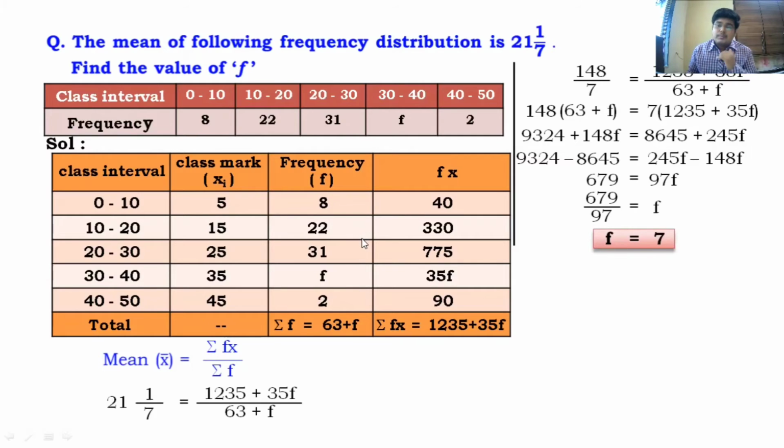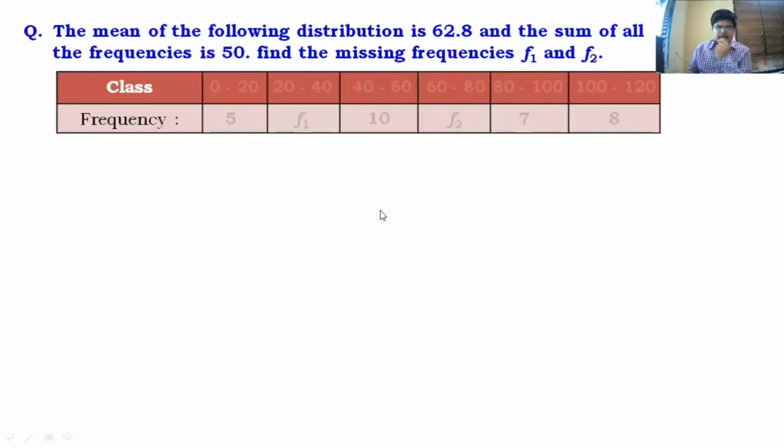So we finished this sum. We'll move to the next sum, which is again based on the direct method. It is similar to the previous question, but with one more twist.